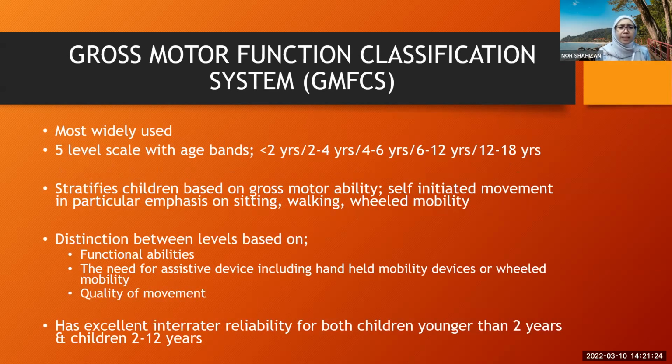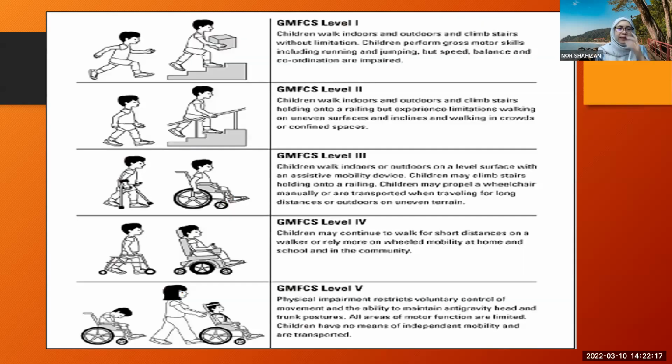with age bands of less than 2 years, 2 to 4 years, 4 to 6, 6 to 12, and 12 to 18 years. GMFCS stratifies children based on their gross motor ability and self-initiated movement, with particular emphasis on sitting, walking, and wheeled mobility. The distinction between levels is based on the functional ability of the child, the need for assistive devices, including handheld mobility devices or wheeled mobility, as well as the quality of movement. This classification has excellent inter-rater reliability for both children younger than 2 years old and children older than 2 years. This is what we use in our clinic.